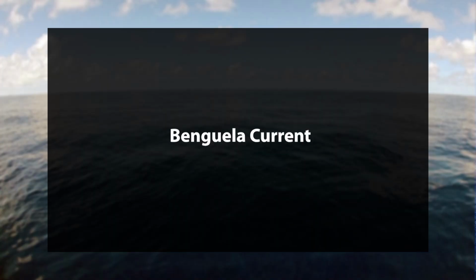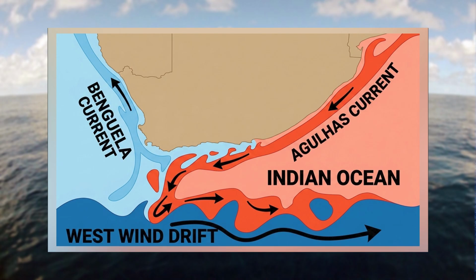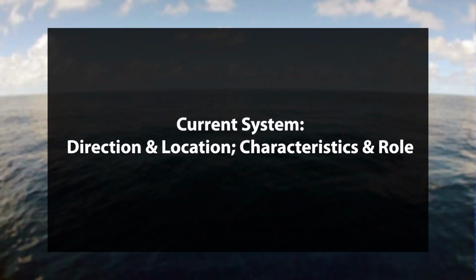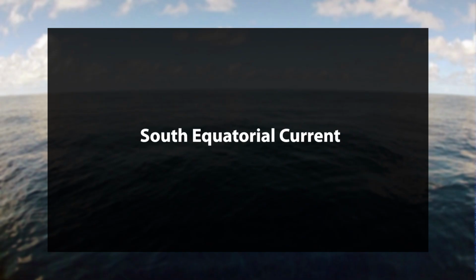where it turns south and flows along the continent's eastern edge as the Brazil Current. Benguela Current, as a part of the West Wind Drift or the Antarctic Circumpolar Current, merges with the southern current. While crossing the Atlantic near the Cape of Good Hope, the South Atlantic Current is diverted northwards as the cold Benguela Current. Current systems, direction, their location and characteristic role. South Equatorial Current. This flows from east to west between the equator and 20 degrees south. This strong current initiates the gyre.